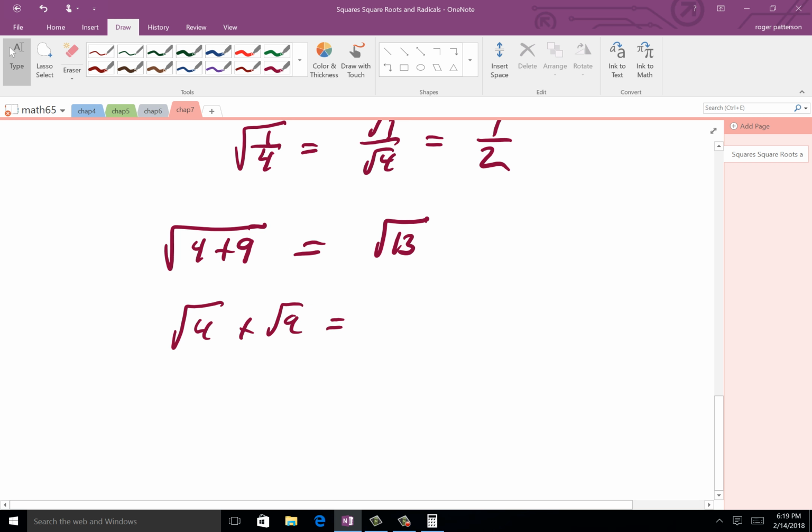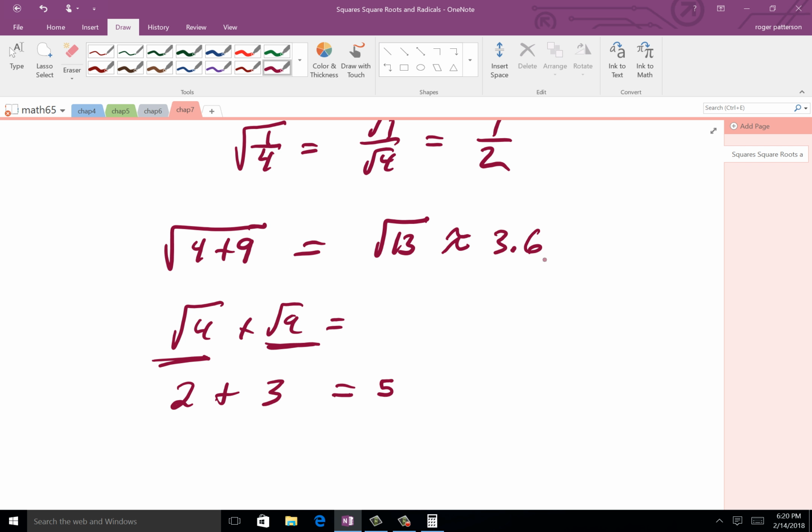Because in this case, we would take the square root of 4, which is 2, plus the square root of 9, which is 3, and we get 5. And the square root of 13 is definitely not 5. It's going to be something close to 3.6, but definitely not 5. So those two things are different, even though some folks kind of think, wouldn't they be the same? No, they're not. They're different deals.